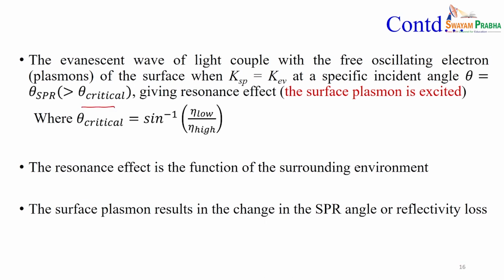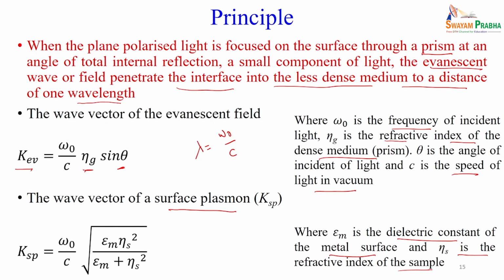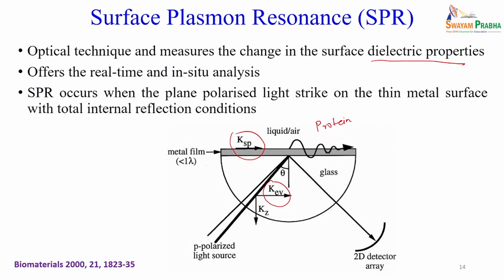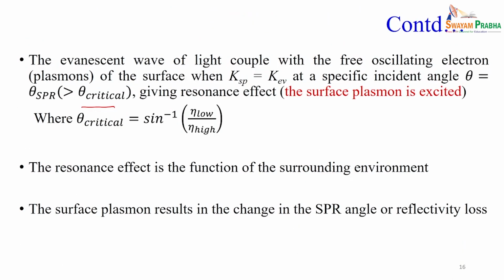The critical theta value we calculate as sin inverse of the refractive index of the low density divided by the refractive index of the high density. So, high density we consider the prism and low density we consider that particular protein. We know the refractive index of the individual, so we can calculate the value of critical theta, and the theta SPR should be less than that of the critical theta value.